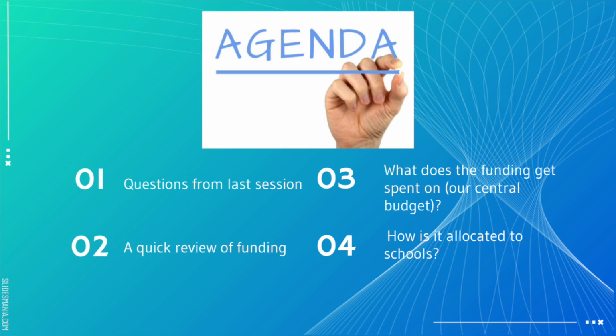So our agenda for today is to go over any questions that we had from last session. Then I'm going to do a quick review of where the funding comes from, followed by what the funding gets spent on in our centralized budget here at Division Office, and then dig into how it's allocated at the schools.